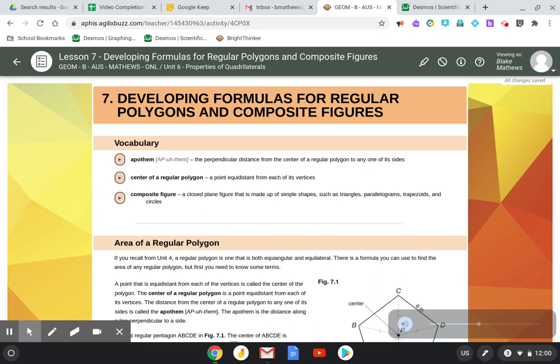All right, this is the Geometry Unit 6 Lesson 7 video for the last two types of figures that you need to be able to find the perimeter and area of. One of them is going to have formulas, and the other one is really just a combination of basically everything we've done so far. So let's talk about regular polygons.